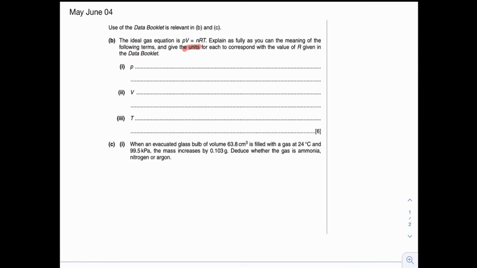Now let's look at number 1, P. P means the pressure of the gas, and the units can be either Pascal or Newton per meter square. Whereas number 2, V, means the volume of the containing vessel.